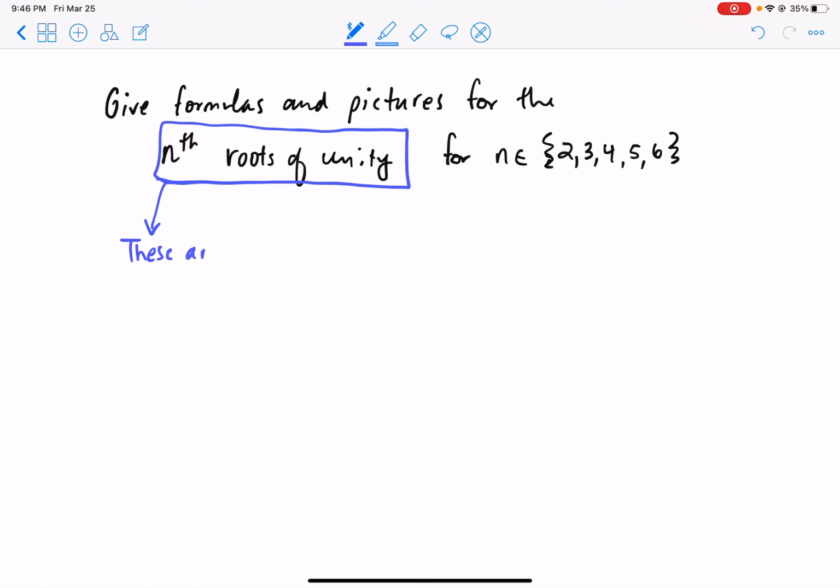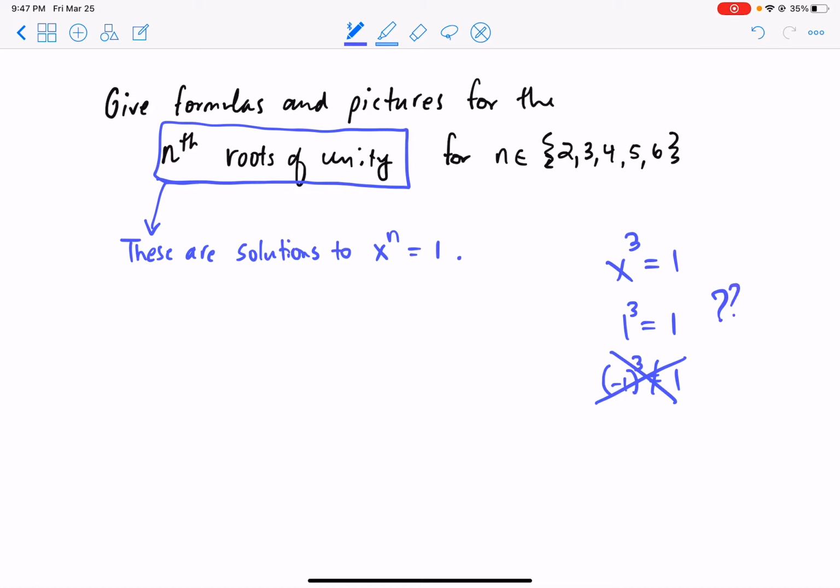These are solutions to this equation: x to the n equals 1. So for example, the solutions to x to the third equals 1. Well, 1 to the third is 1. And you might try negative 1 to the third, but that's actually not equal to 1. So that's not a solution, negative 1. So what are the other solutions? Well, we have to go to the complex numbers.